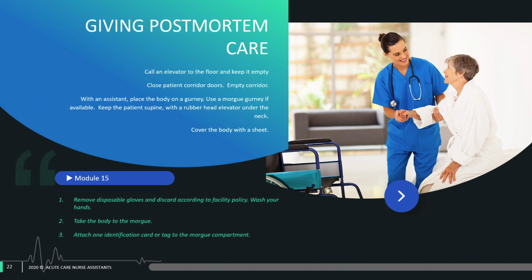Call an elevator to the floor and keep it empty. Close patient corridor doors. Empty the corridor. With an assistant, place the body on a gurney. Use a morgue gurney if available. Keep the patient supine with a rubber head elevator under the neck. Cover the body with a sheet. Remove disposable gloves and discard according to facility policy. Wash your hands. Take the body to the morgue. Attach one identification card or tag to the morgue compartment.